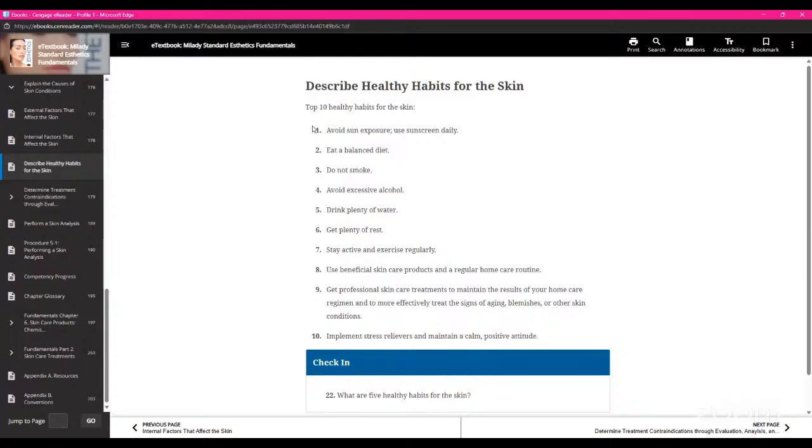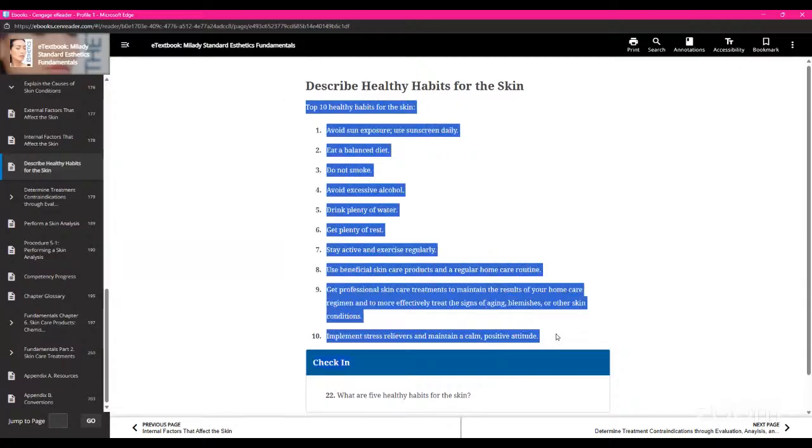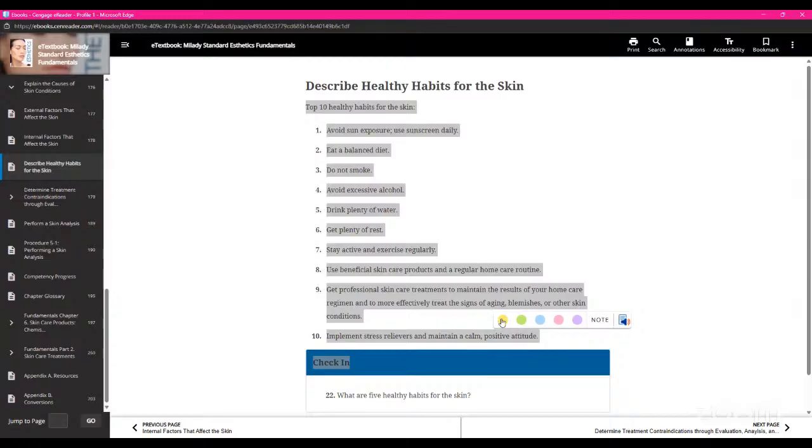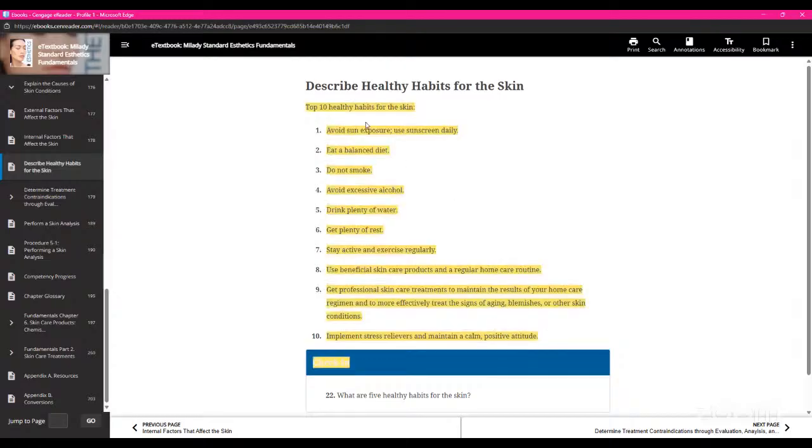Healthy skin, let's take note here. This is what healthy skin should look like. It's 10 healthy habits for the skin, and then we're going to move on to our next lesson. If you have to put this in a flyer, this is what we're teaching, this is what we're preaching. The skin should avoid sun exposure. So sunscreen is what we preach to everybody every day.